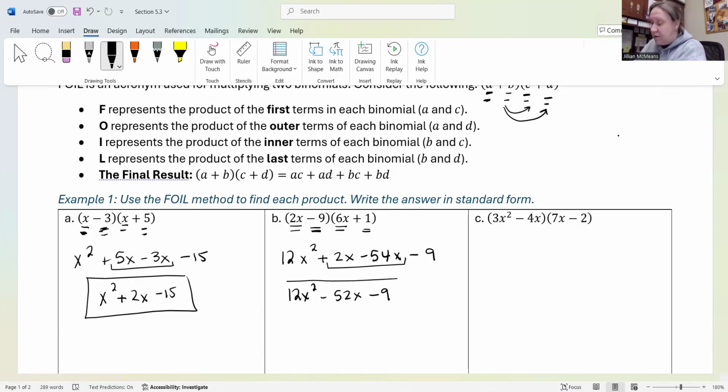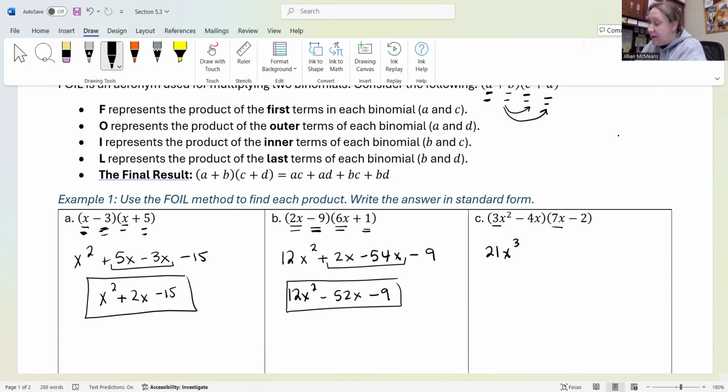So there we have it. And again, it is written in standard form. Remember, descending order by powers and then end with your constant. And finally, for part C, we have 3x squared minus 4x times 7x minus 2. So the first terms, we have 3x squared times 7x. So we want to multiply 3 and 7, which is 21. And then x squared times x, we apply the product rule. So x squared times x, we keep the base and we add the exponents. So we just get x to the third.